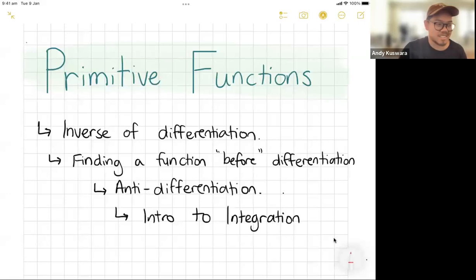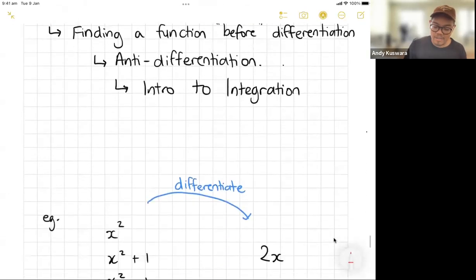So we're talking about primitive functions. If you don't know what primitive means, it means old school, like caveman, primal. A primitive function essentially means we're doing the inverse or the opposite of differentiation, okay, antiderivatives. It's finding a function before we differentiated it, which is why it's called primitive. It's kind of like an intro to integration, which is what we'll be doing very soon, but we're just going to highlight the idea.